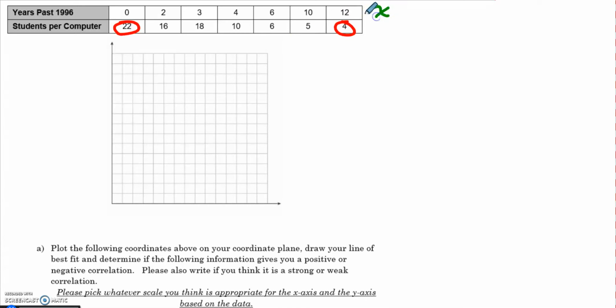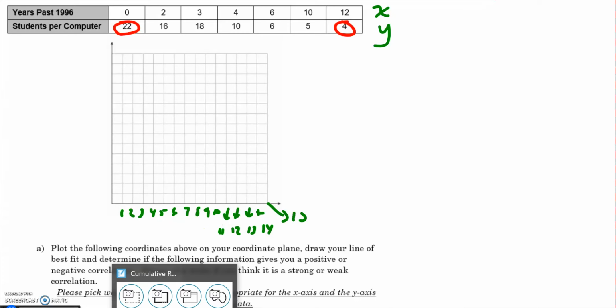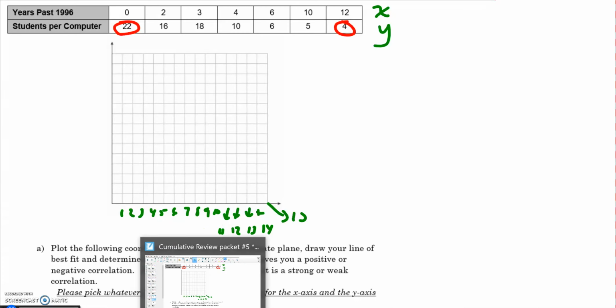The years past 1996 would be the x values, and the students per computer would be the y values. So if I'm thinking scale, it looks like I'm going all the way from 0 to 12, and I have the space for it, so I'm just going to go by ones. 1, 2, 3, 4, 5, 6, 7, 8, 9, 10, running out of room, 11, 12, 13, 14, and then this last one will be 15. So I went by ones here. And these are little arrows to point down so you don't get lost in it. And this axis would be labeled years past 1996.